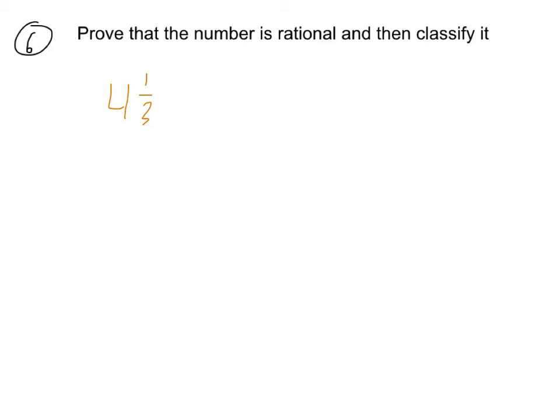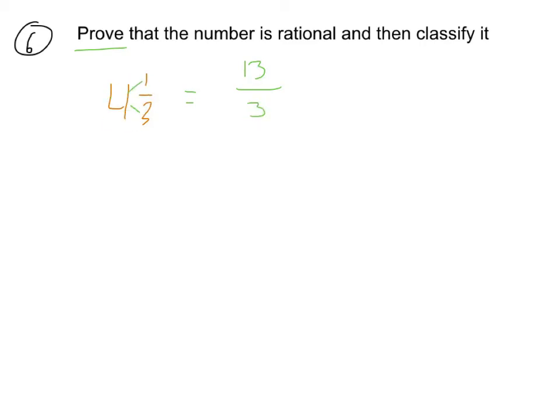All right, so let's worry about the proving part first. How do we prove that a number is rational? Well, if I can write the number that I'm given, 4 1/3, as the quotient of two integers, then it's rational. So, how can I write 4 1/3 as the quotient of two integers? That's just a more complex way of saying, can I write it as an improper fraction? Well, yeah. 3 times 4 is 12, plus 1 gives you 13 over 3. So, therefore, 4 1/3 is rational because I've just written it as the quotient of two integers.